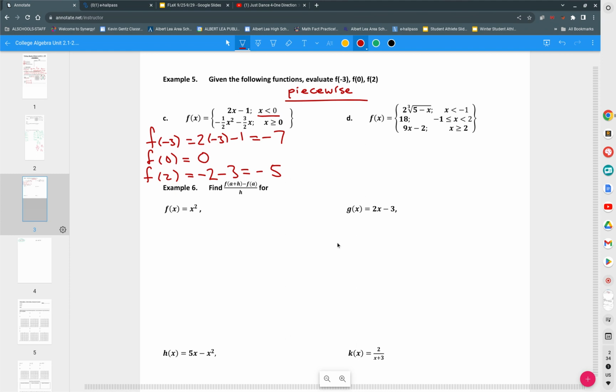Any questions on why I plugged those in where I did? I'm just making sure it's because it's less than 0, or greater than or equal to 0. Yes, I use these as my conditions for where I plug them in. Okay, so you try the next one on your own. Try f of negative 3, f of 0, and f of 2.